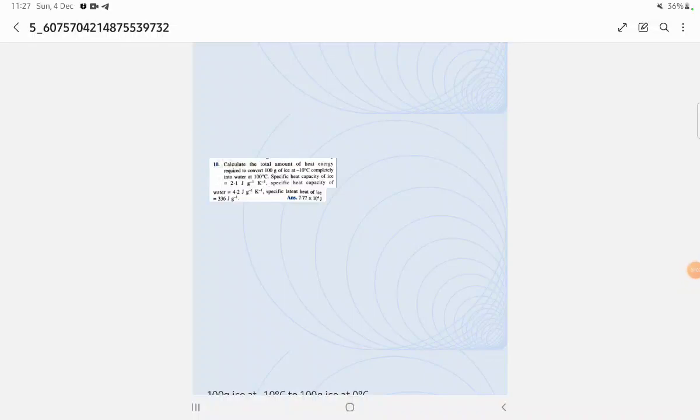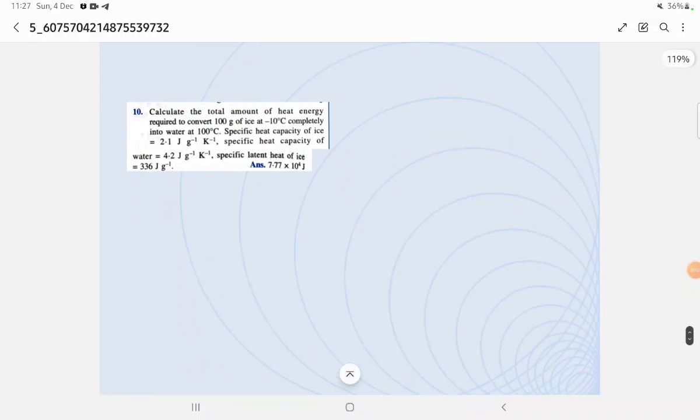So the next part is: calculate the total amount of heat energy required to convert 100 gram of ice at minus 10 degrees centigrade completely into water at 100 degrees centigrade. So how will you solve this? 100 gram of ice at minus 10.